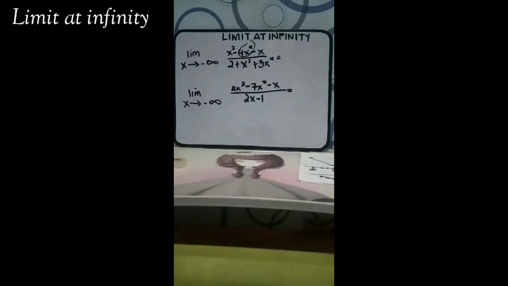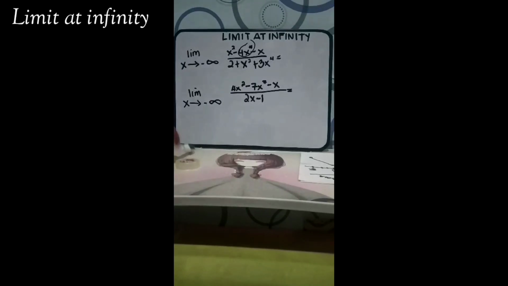We have here the given of limit of x squared minus 4x raised to the 4th power minus x over 2 plus x squared plus 3x raised to the 4th power, wherein x approaches negative infinity. We have here the polynomial function.